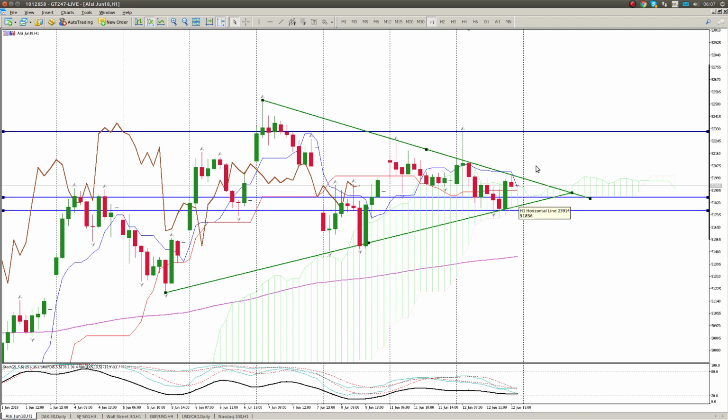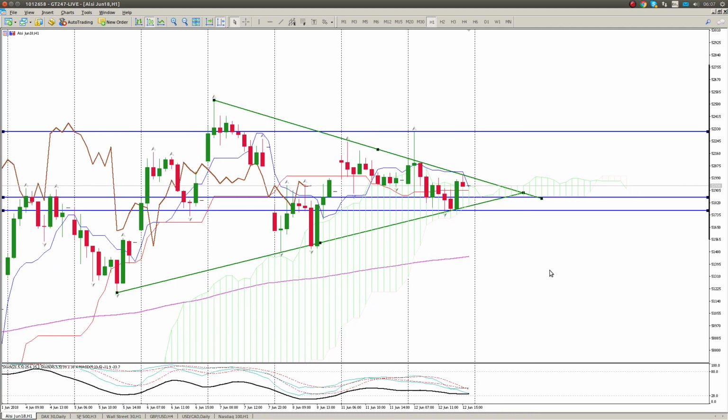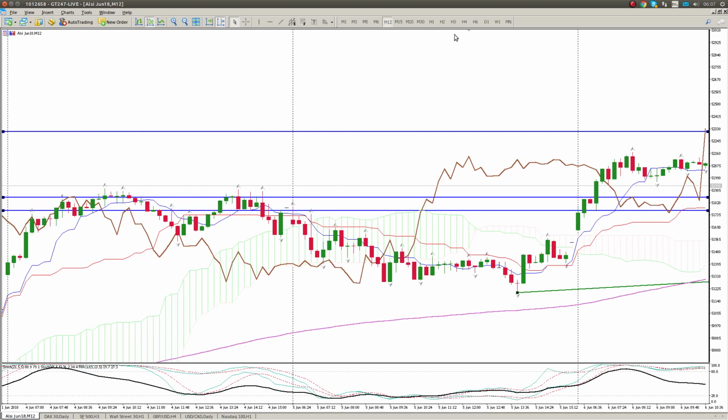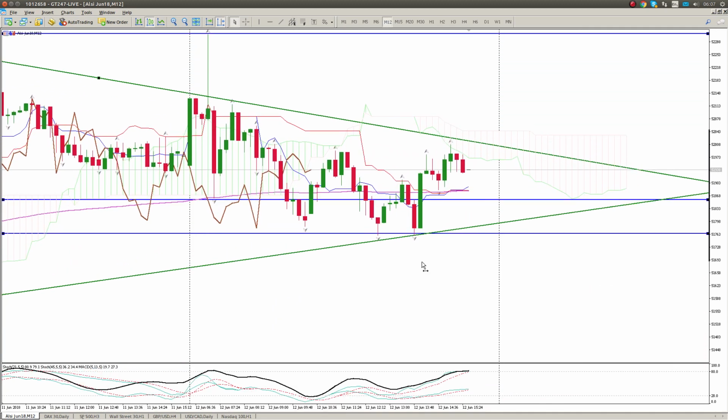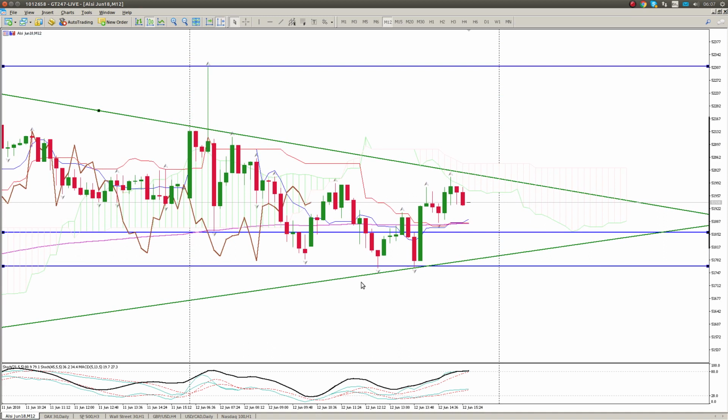If it breaks the upside, then we trade to the upside. If it breaks the downside, then we're going to trade to the downside. And that's kind of what the play is going to be for me today anyway. And it will be done off the 12-minute time frame, possibly even down to the 6 minutes. And yeah, so that's pretty much the way I'm going to be trading this.